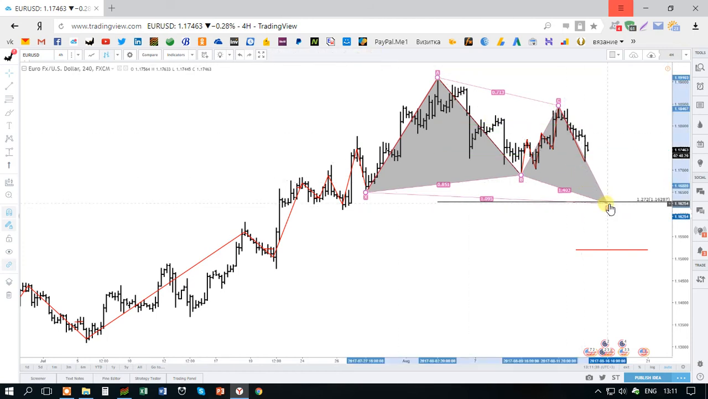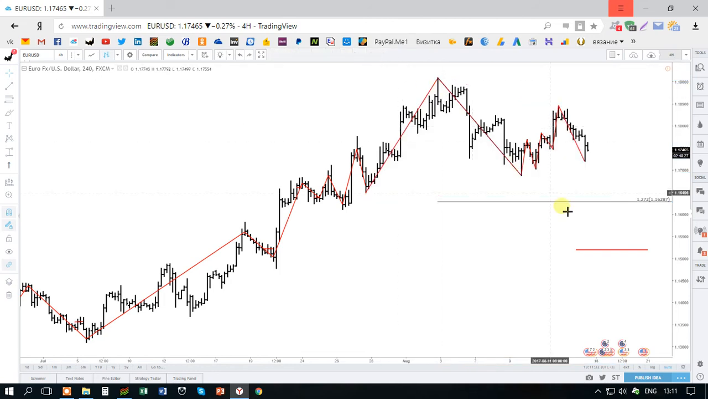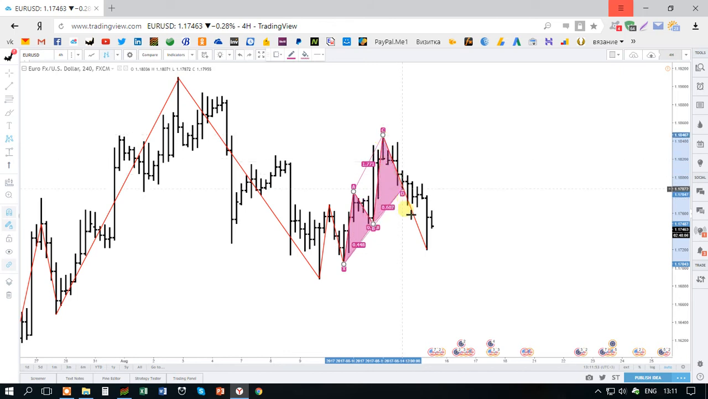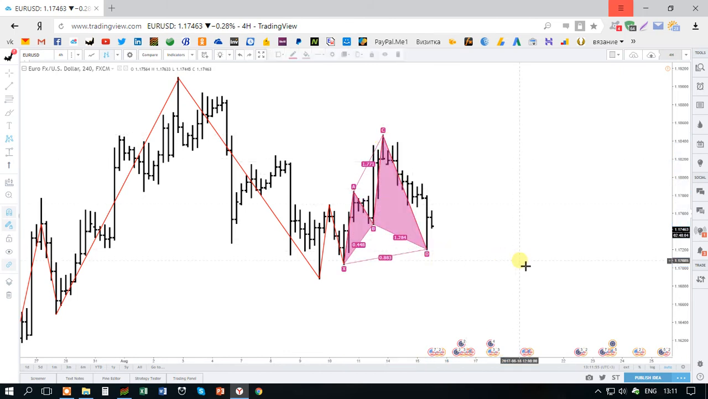I see something that resembles a cipher advanced formation. Let me just check it. Delete these lines. For the cipher advanced formation, we first need the zigzagging thing like this. X to A to B is correct. C is very deep. D is here.